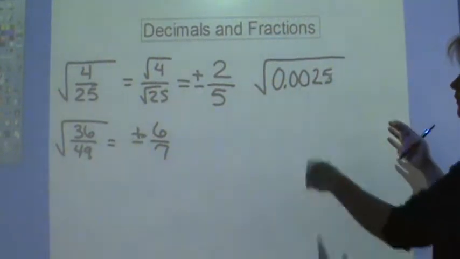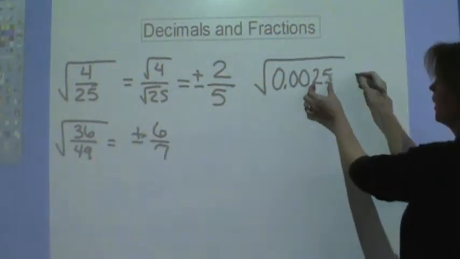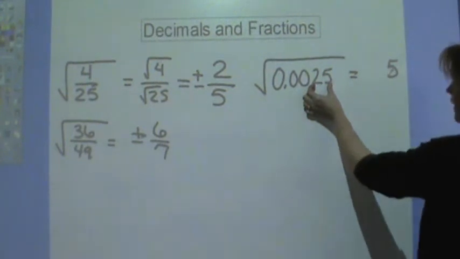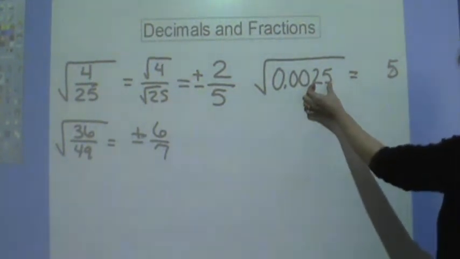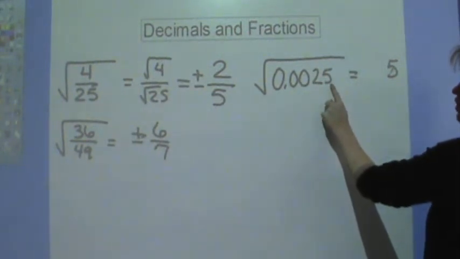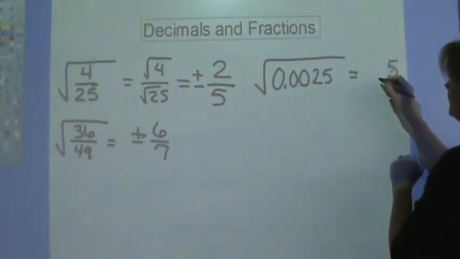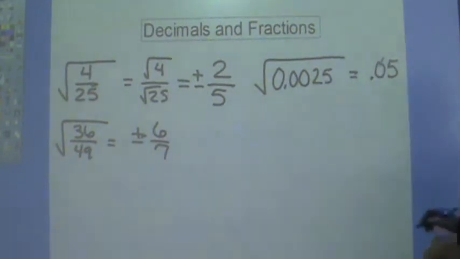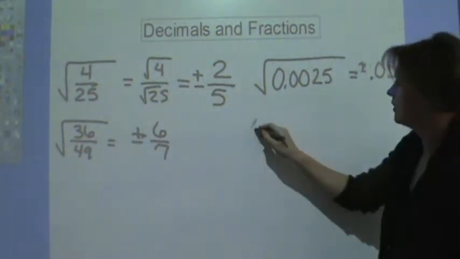Decimals. Look for the perfect square in there. 25 is a perfect square. You know that's 5. Then look at your decimal places. We have 1, 2, 3, 4. So our answer is going to be half of that for our place value. So it's going to be 0.05. Let me do another one like that.